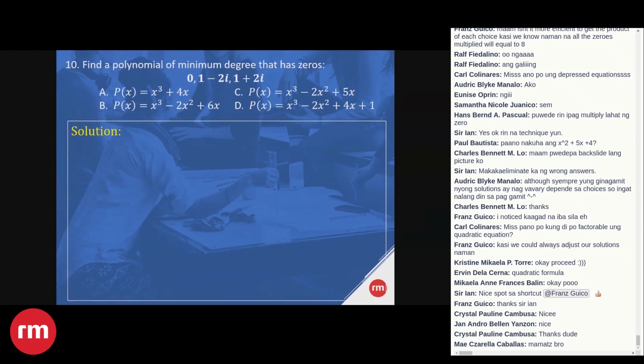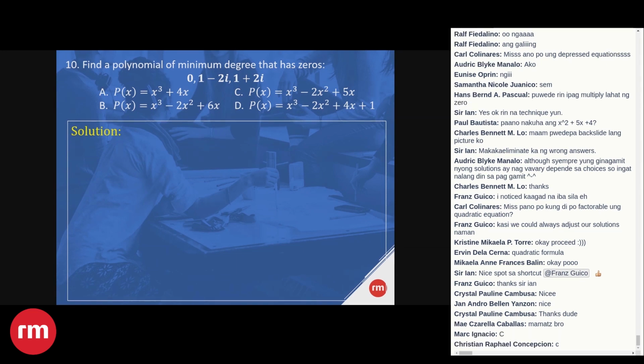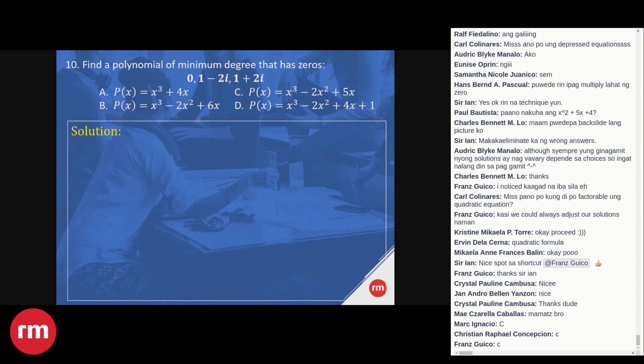So here, find the polynomial of minimum degree with zeros, 0, 1 minus 2i, and 1. So anong gagawin natin dito? We will use factor theorem. So pag sinabi natin factor theorem, kapag si 0 ay 0, ano yung corresponding factor? Ang corresponding factor niya ay x or x minus 0.